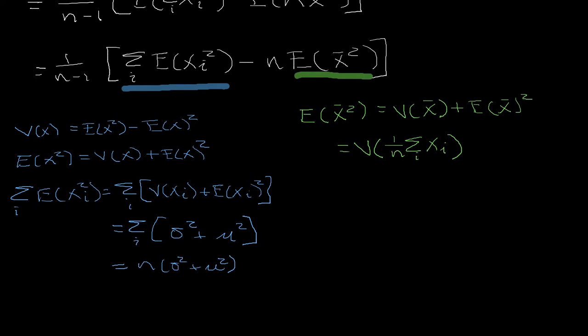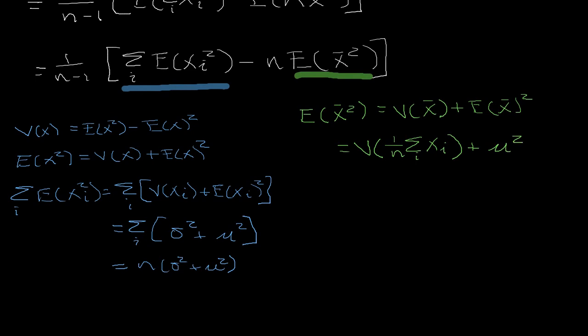And now the expected value of x bar is just mu. How do we know? Remember that x bar is an unbiased estimator of the population mean. The population mean is mu. And if it's unbiased, that means that the expected value of the estimator is going to be the same as the parameter that we are trying to estimate. So this is going to be mu squared.